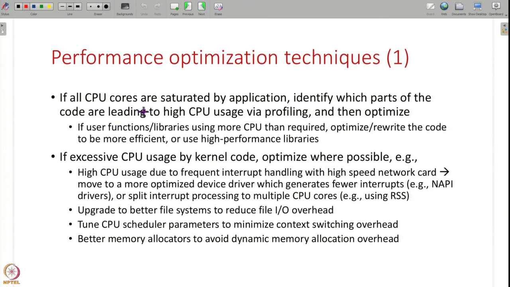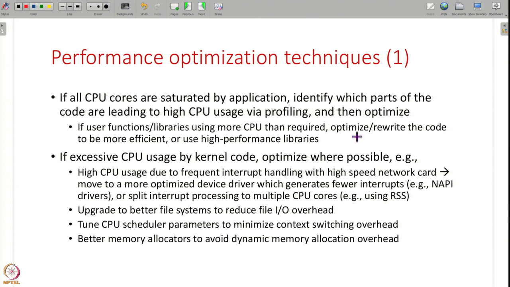bottleneck, where the CPU cores are fully saturated by the application. Then you will profile the code to see which specific functions in your application are using up most of the CPU, and then you will try and optimize those functions. For example, if there is some library, a linked list library, that is using up a lot of CPU, then you might try and move to a better implementation of the linked list. Or if it is a hash table or a map library that is using up a lot of CPU, you might move to a better library.